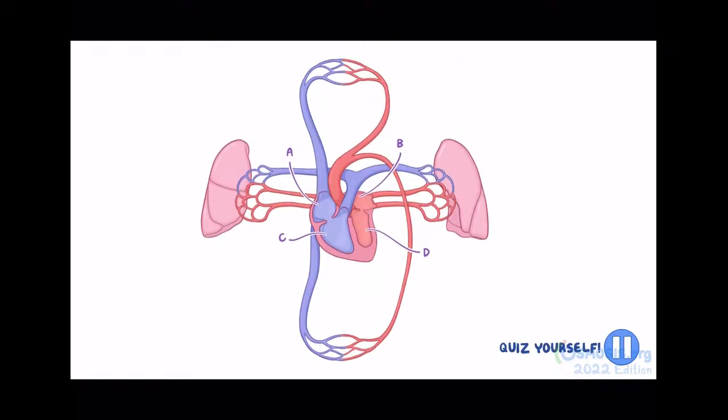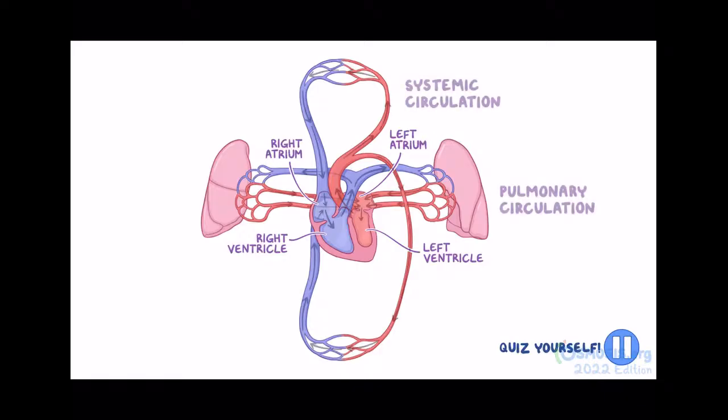Okay, now let's pause for a second and see if you can identify the chambers of the heart and the course of blood through the pulmonary and systemic circulations. Awesome. I'm going to assume you got them all right, so let's move on.